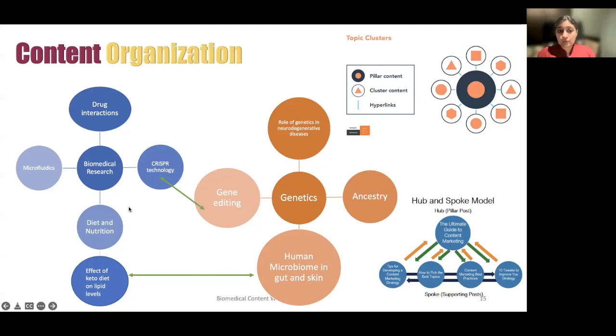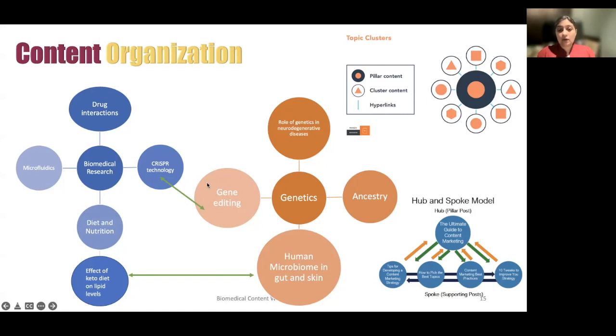You could also be doing another set of articles on biomedical research, where you're talking about drug interactions, microfluidics, diet and nutrition, or even the effect of keto diet on lipid levels. Now, all of this goes into your research, yes, but there may be an overlap. You may be talking about CRISPR technology, and that has something to do with gene editing, and you can link these two hubs together, right?